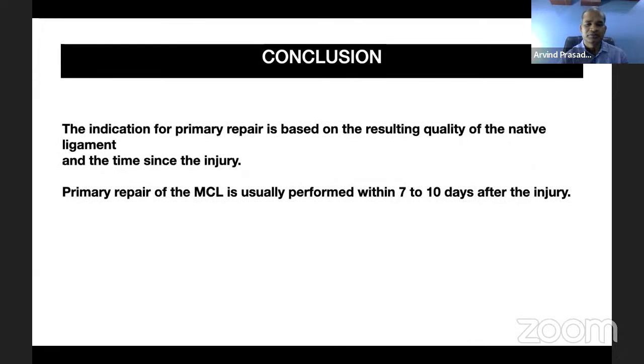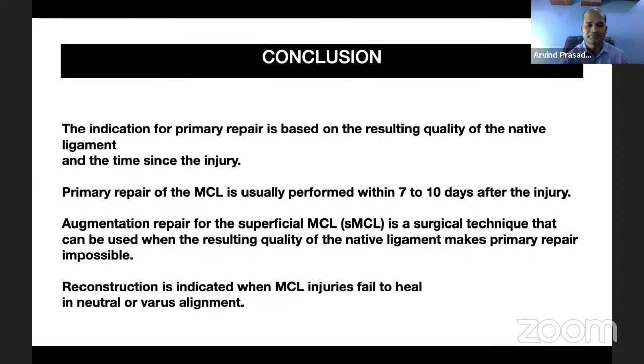The primary repair is usually based on the quality of the ligament as well as the time since the injury. Most of the time, primary repair should be performed within 2 weeks. If you find the tissue quality is not good, you can augment with the help of fiber. And if that ligament doesn't get healed, either conservatively or with primary repair, you should reconstruct the ligament.